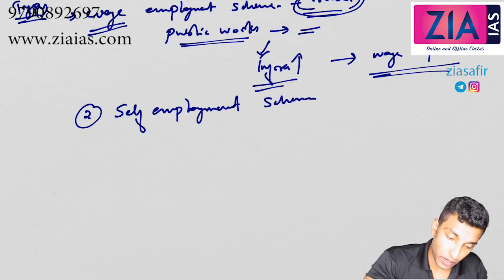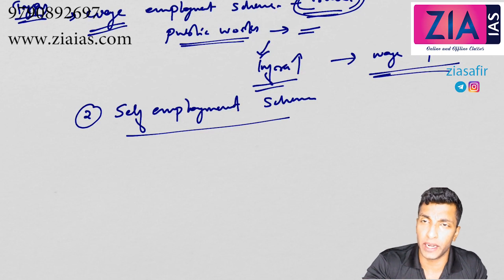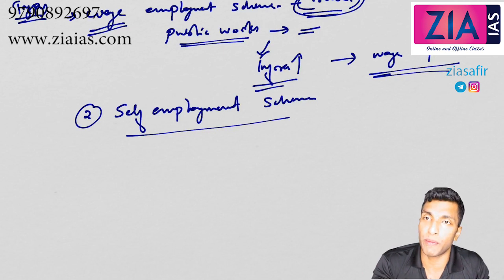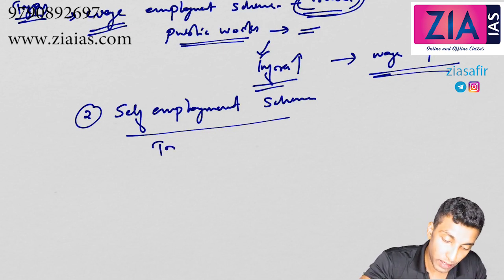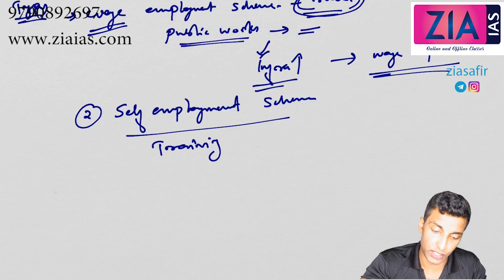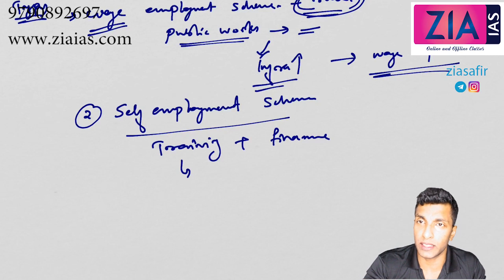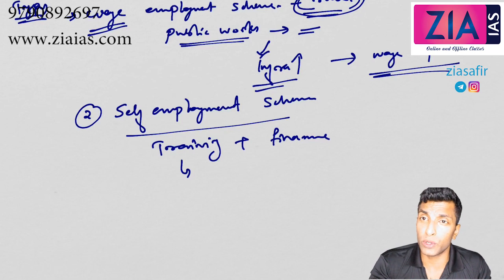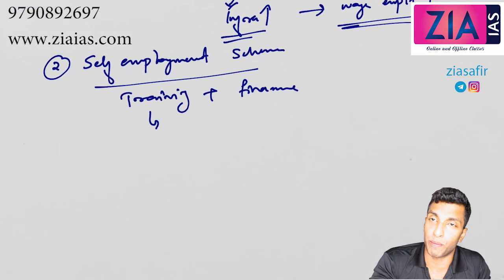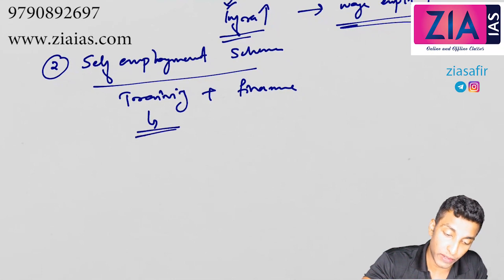The next type is the self-employment scheme. Here there will be two aspects. First, the training part. Individuals will be trained by government agencies, NGOs, etc. Then finance will be provided so that they can set up their own business entity, so that self-employment can be created. Training is given to individuals or self-help groups. Self-help groups like Kudumbashree will also get the benefit under the self-employment scheme.